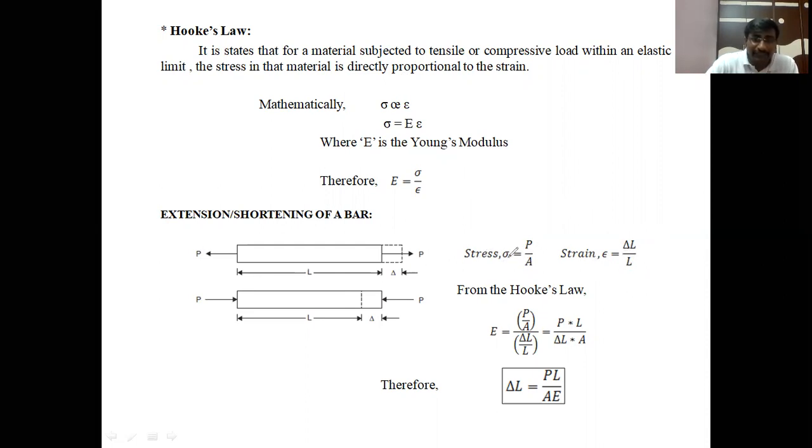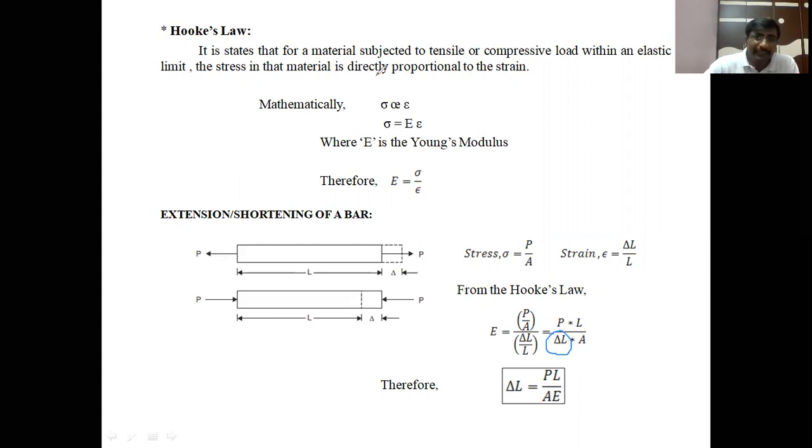From these two definitions, stress and strain, and from Hooke's law, E, the Young's modulus, can be written as sigma by epsilon, that is stress by strain. Stress is P by A and strain is delta L by L. Therefore, E equals P by A divided by delta L by L. By rearranging the parameters in that equation, E can be written as PL by delta L into A. Delta L here means change in length, whether decreasing or increasing.